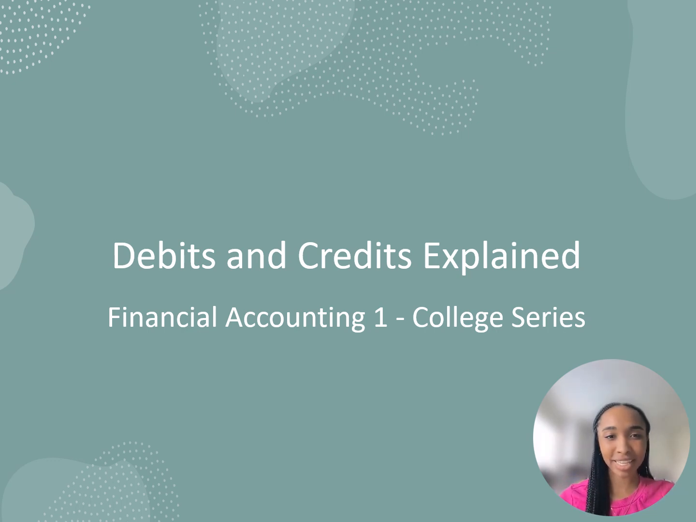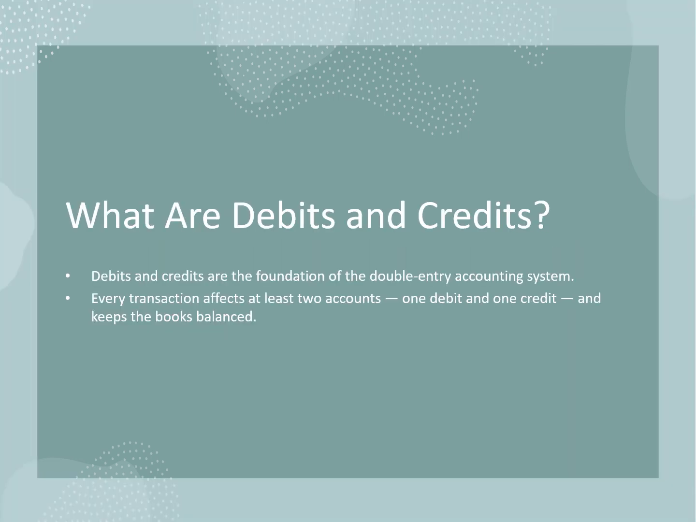Today we're discussing debits and credits, and so by the end of this video you should have an understanding of how they work and how to use them. So first, what are debits and credits? They're the foundation of the double entry accounting system, which means every transaction is recorded in at least two accounts, one debit and one credit. This system keeps everything balanced like a financial seesaw.